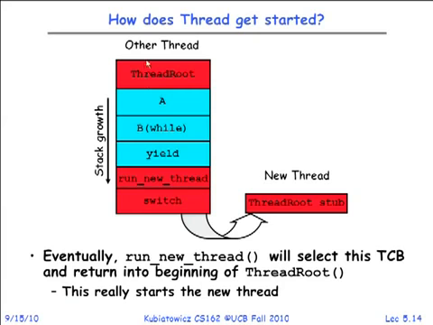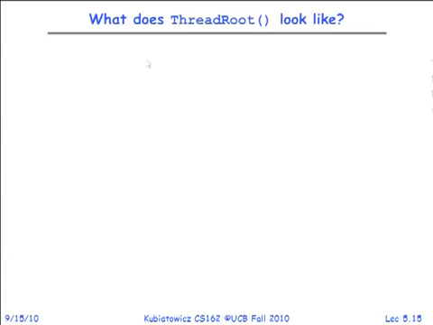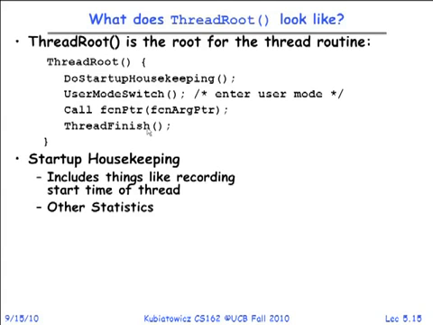Okay, and here's that procedure, by the way. So what does thread root look like? It does some startup housekeeping. It switches to user mode. It calls the function pointer on the arguments, and then it executes finish. Okay? So what is the startup housekeeping? Well, I don't know, it includes things like the start time of the thread, other statistics. Okay?